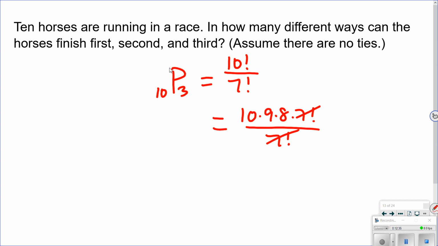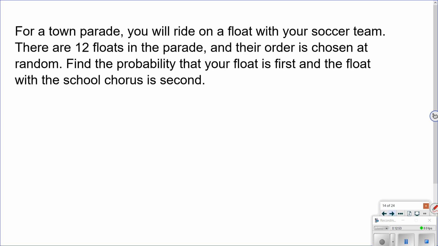I want to point out, I think it's easier just to do this. For the first place finisher, you have 10 possibilities. For the second place finisher, you only have 9. For the third place, you only have 8. That's the same thing, right? 10 times 9 times 8. So with permutations, the formula isn't as important. You can always do the fundamental counting principle. It's combinations, which we're going to do next, that are a little bit trickier.